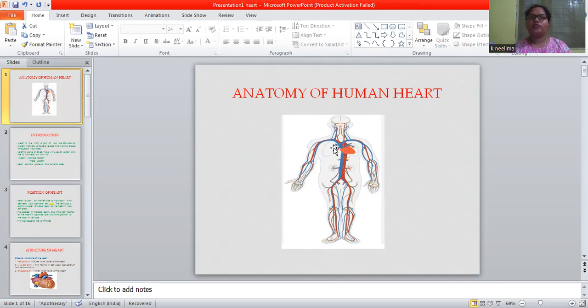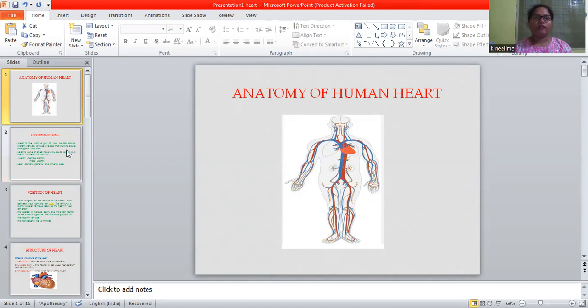Where is the human heart present? The human heart is present in between the two lungs. This is the right lung, this is the left lung. Compared to the left lung, the right lung occupies more space. So the heart sits slightly to the left side.